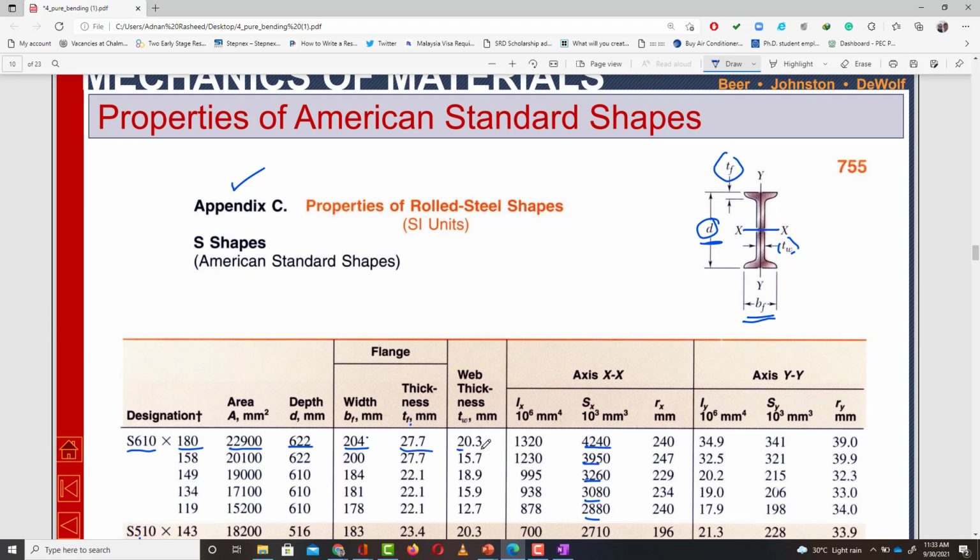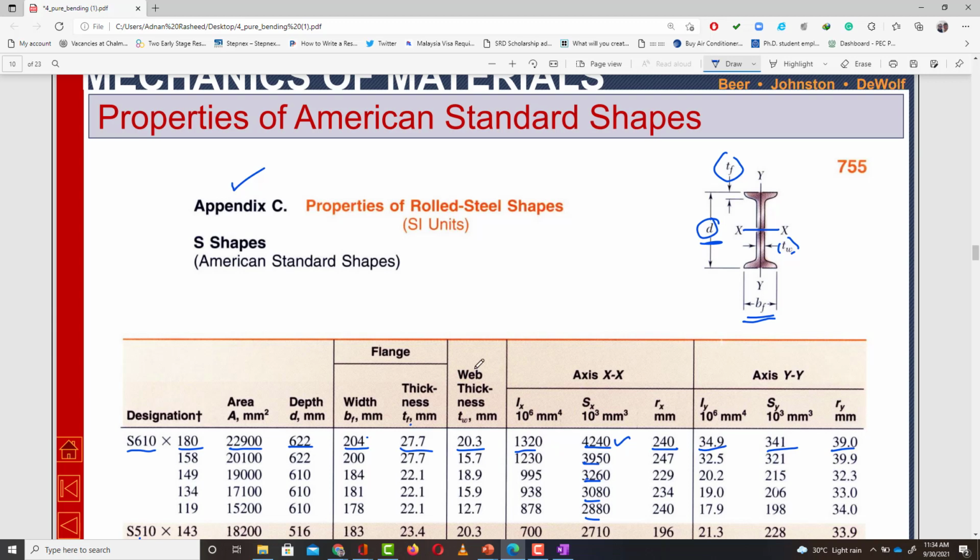Thickness of web will be 20.7. Second moment of inertia about the x-axis will be this one. Section modulus will be this one. Radius of gyration we will discuss later on. Similarly, about the y-axis, second moment of inertia is this one, section modulus is this one, and radius of gyration is this one.